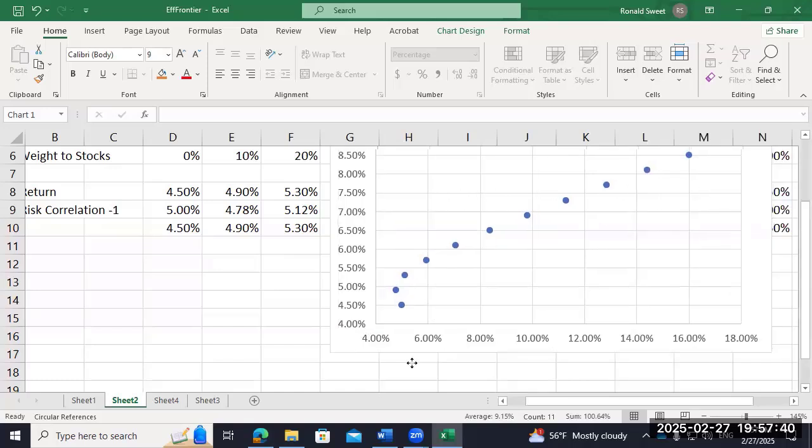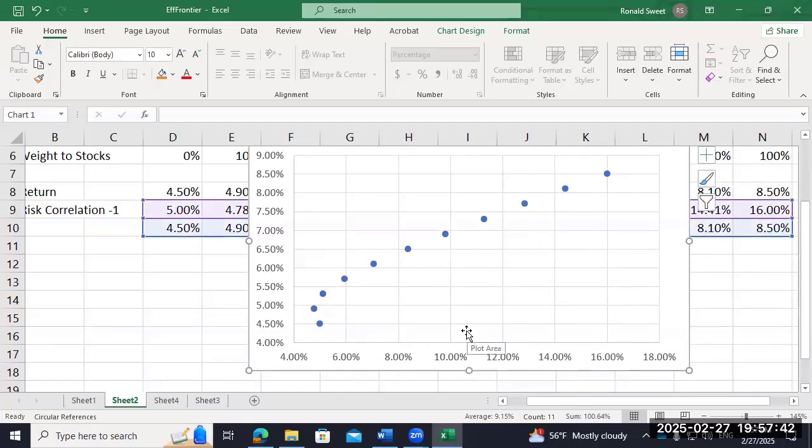And who invented this thing? Harry. Starts with an M. Harry Markowitz. He passed away just like a year ago. It was really strange. I think it was last year.